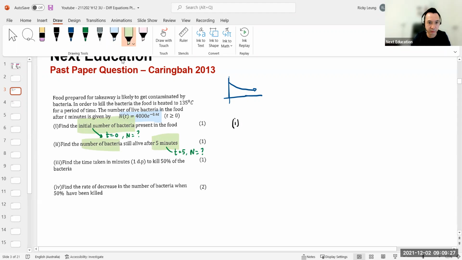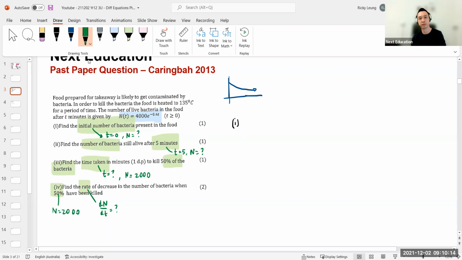Next one, find the time taken. So it looks like an exponential and logs question. 50% of bacteria. Basically, this one is: what is the time when N equals half of N zero, in this case half of A? And then they ask to find the rate, yeah, that's a good one, sometimes they throw that in. So find dN/dt when N is 2000.